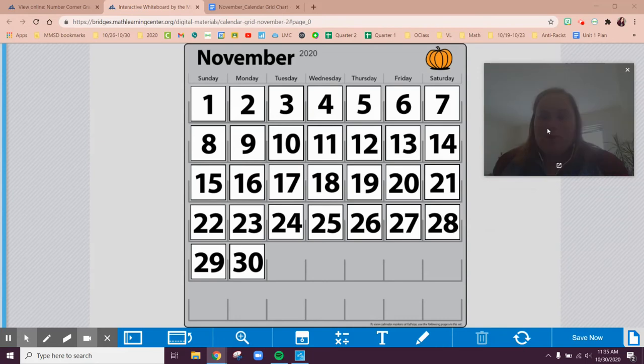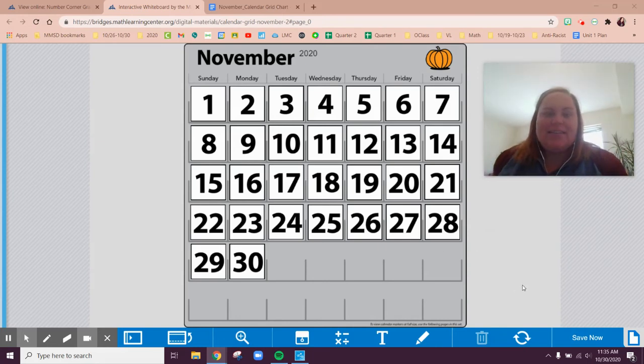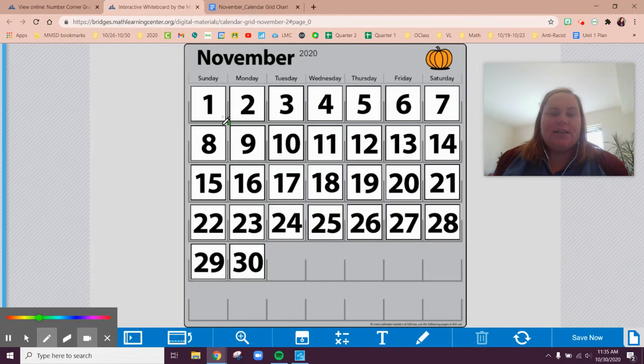I can't believe October went so fast, and that means we have a new calendar grid. This is our November calendar grid. So, yesterday was November 1st, and I'm going to circle that date, November 1st, 2020, and today is November 2nd, 2020. There's a few different ways to write the date, right?